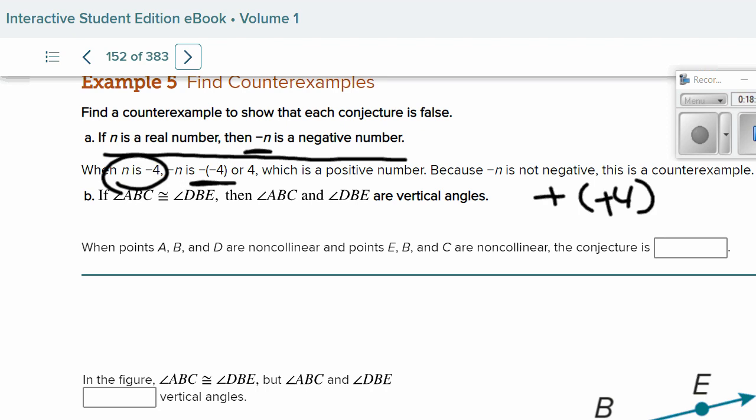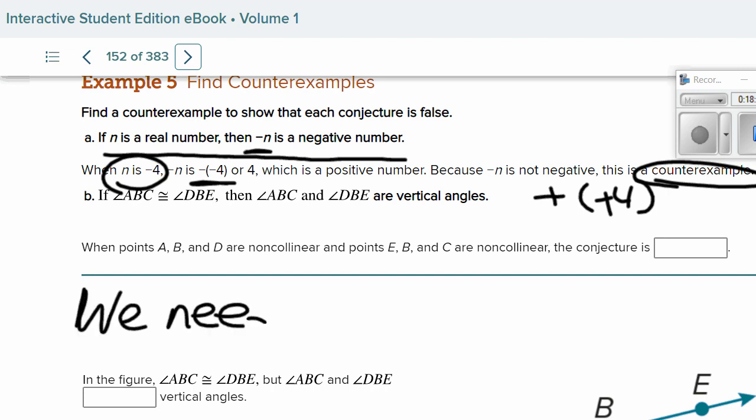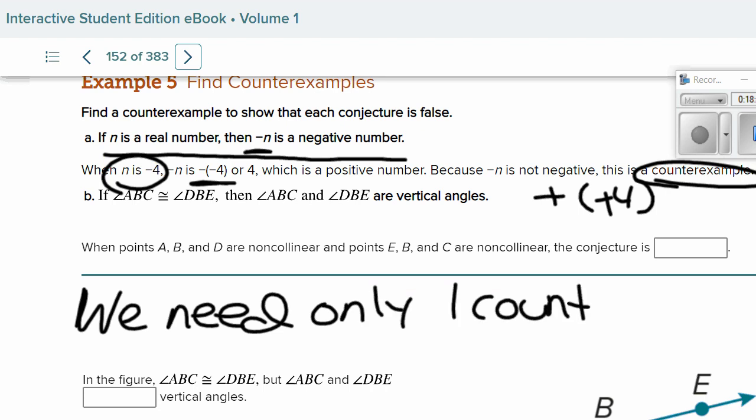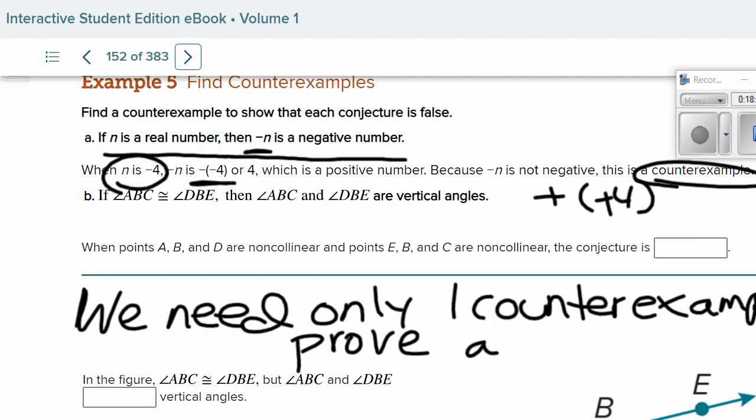So when I can use something to prove something's not true or it's false, that's called a counterexample, okay? And if you could write this down, please, and highlight it. We need only one counterexample to prove a conjecture false.